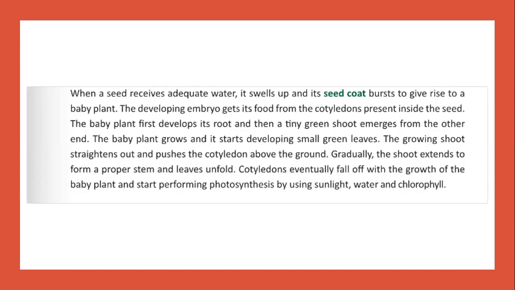The baby plant first develops its root. So first development is radical, which is its root. And then a tiny green shoot emerges from the other end. Means the shoot system comes. The growing shoot straightens up and pushes the cotyledon above the ground. So as the shoot system starts emerging up, then it pushes the cotyledon out. And the plant starts making its food of sunlight, water, and chlorophyll.